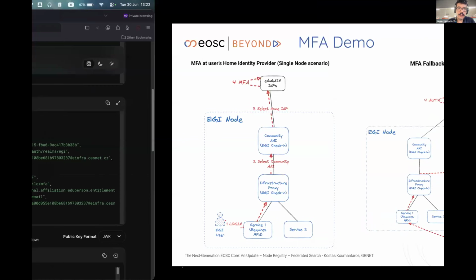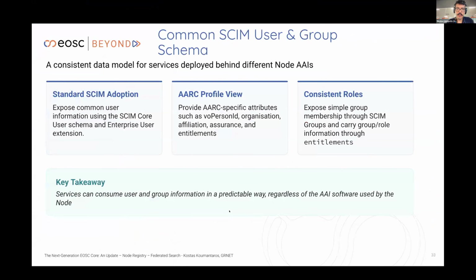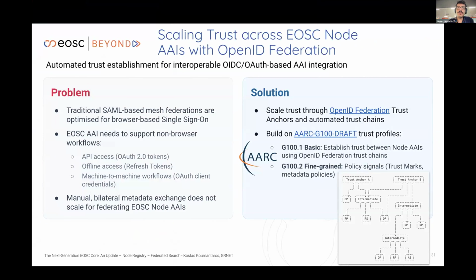Okay, let me switch back to the slides. We went through all of these slides, and let's now go to OpenID Federation. So what's the problem here? We have a well-established way of federating AAIs that has been working for over 15 years. This is based on SAML. SAML is fantastic, but it is basically mostly for browser-based single sign-on.